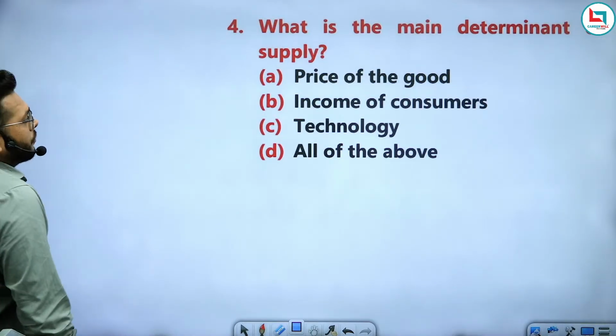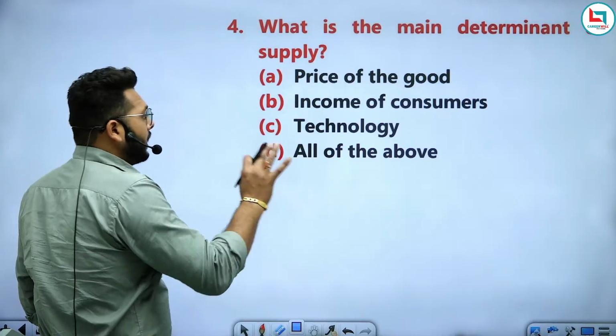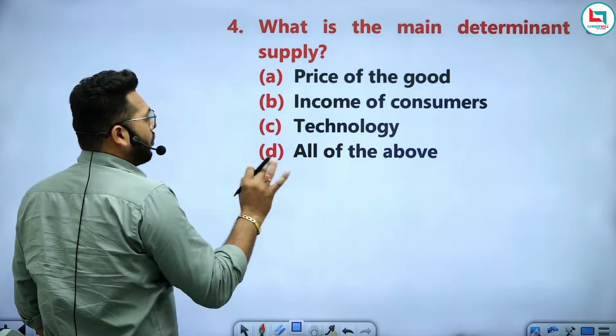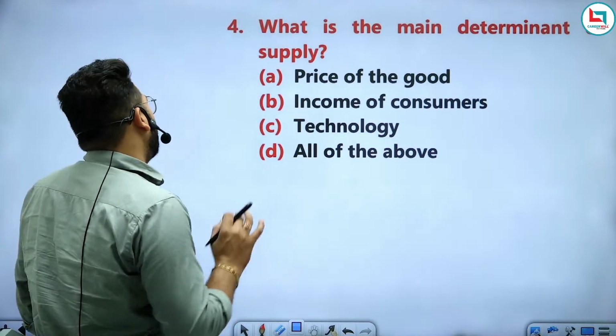Now come to the next question. What is the main determinant of supply? Price of the good, income of the consumer, technology, or all of the above? What is the main determinant of supply?